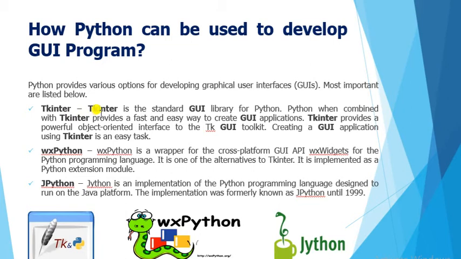Here Tkinter is the first one, a standard library that is built into Python. Whenever you install Python, it is automatically included, so you can use GUI programming with it. Another is wxPython, a cross-platform GUI API used to develop applications. And Jython, an implementation of the Python programming language designed to run on the Java platform. So these three are there, and we can use them.